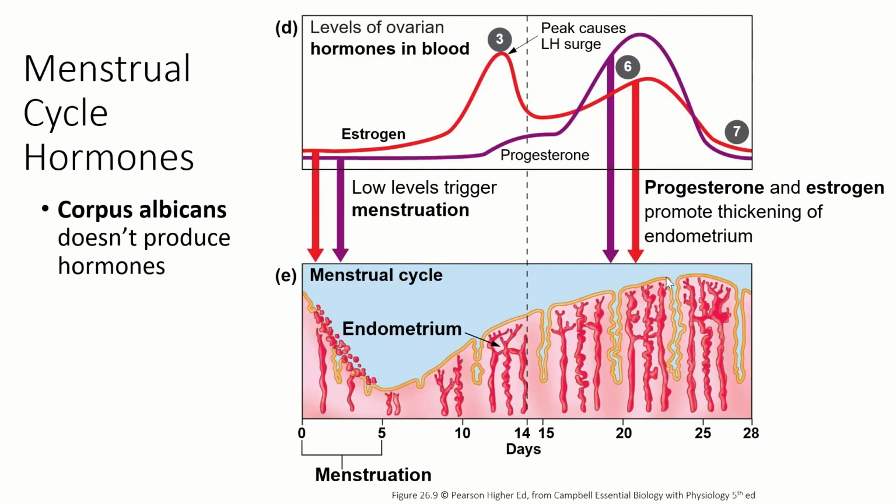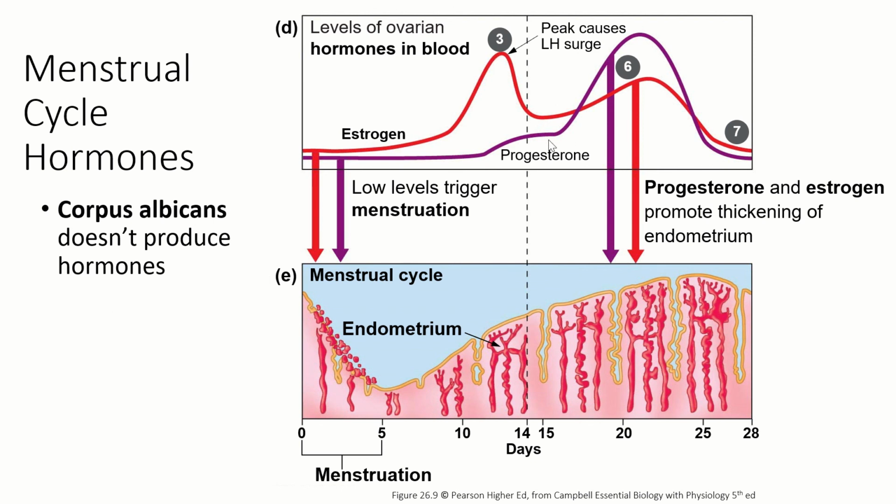Hopefully, the blastocyst, that ball of cells, implants, and they will stick around, keep making those, and then progesterone and estrogen will continue to be produced and support the developing pregnancy.